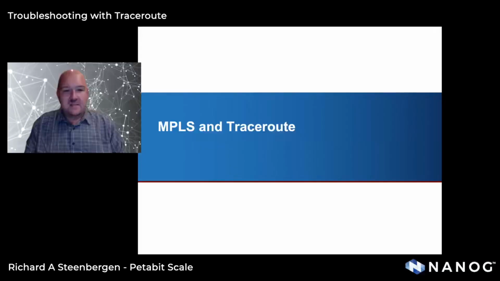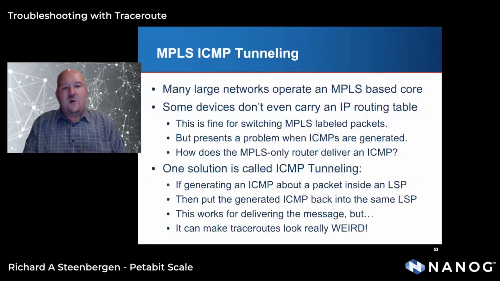Let's see. Another issue is MPLS and traceroute. Many large networks operate an MPLS-based core. It's pretty much a requirement for major networks of some form to run MPLS, to do traffic engineering, to do things that a simple IP network can't. And in a lot of cases, what you'll find is that some of those core networks don't even carry an IP routing table. So that's fine for all the packets that are switched through MPLS, but it presents a real problem when you need to generate ICMP. So how does an MPLS-only router deliver an ICMP message?